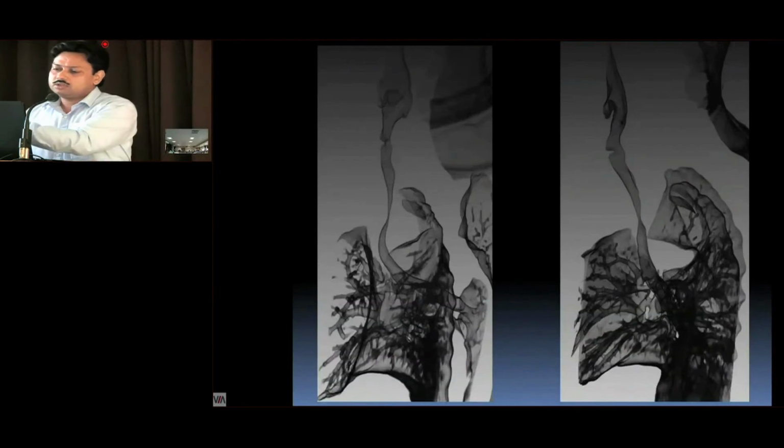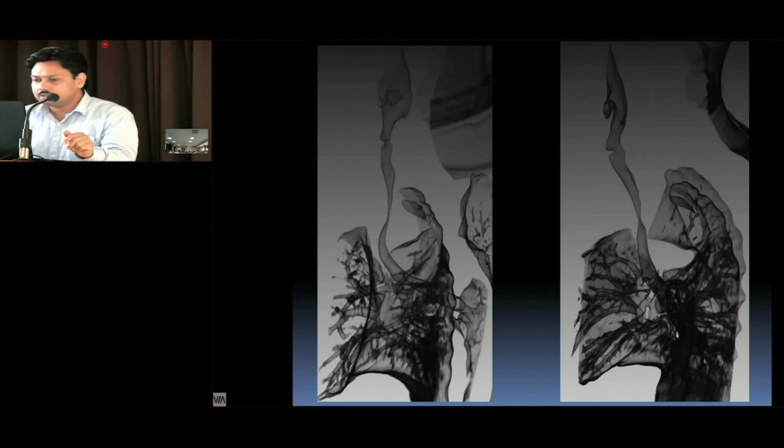So we can see how much it is narrowed. Sometimes in the AP view the trachea does not look that compressed, but there may be more compression on the lateral view. So you need to see the data in different rotations.